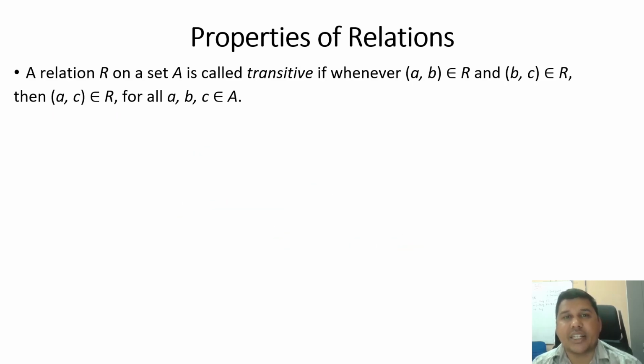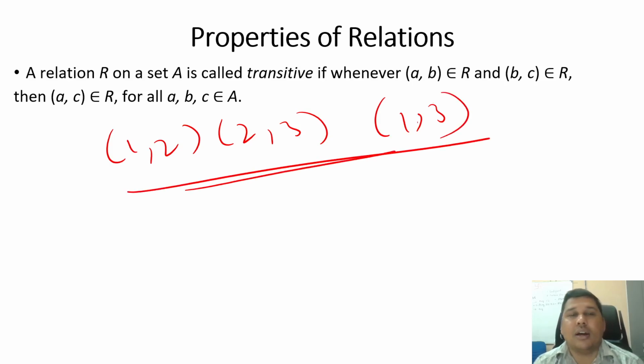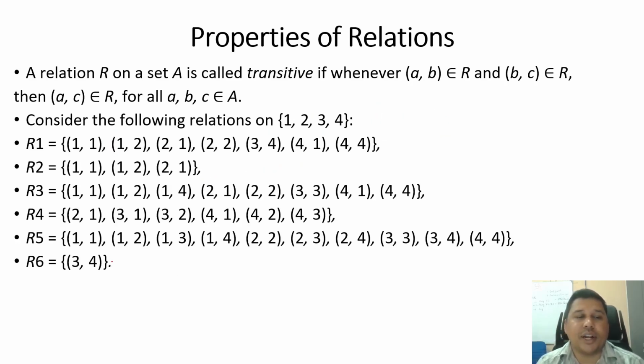So, if there exists any relation R which contains all these 3 pairs 1, 2, 2, 3 and 1, 3, then we say that particular relation R is called a transitive relationship. From this, if you identify, we have 1, 1, 1, 2, therefore 1, 2 exists. 1, 2, 2, 2, therefore 1, 2 exists. 1, 2, 2, 3, 1, 3 exists. 1, 3, 3, 4, 1, 4 exists. So R5 is a transitive relationship. That way you can verify whether all these sets R1, R2, R3 are transitive or not.